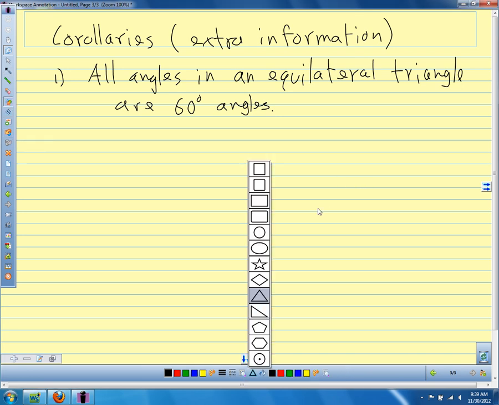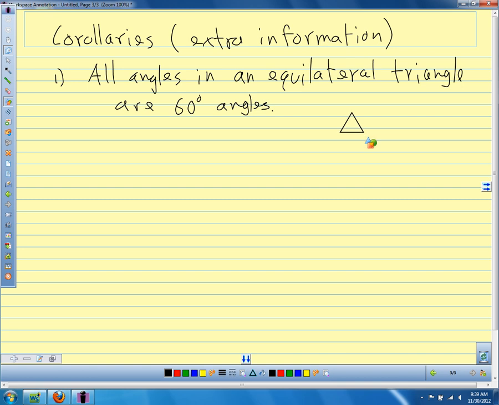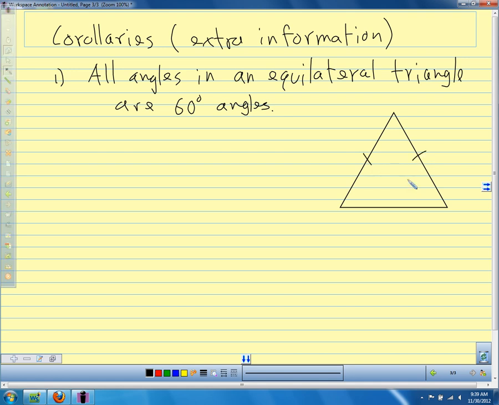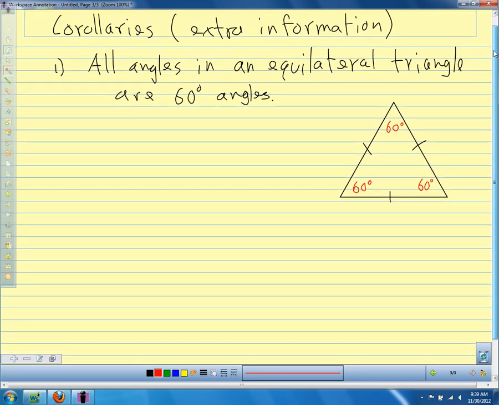So let's draw a picture here. Here's my triangle. So if I have an equilateral triangle here, all these sides are the same. Then all these angles have to be 60 degrees. So that's our first corollary, our first bit of extra information we can figure out using isosceles triangles.